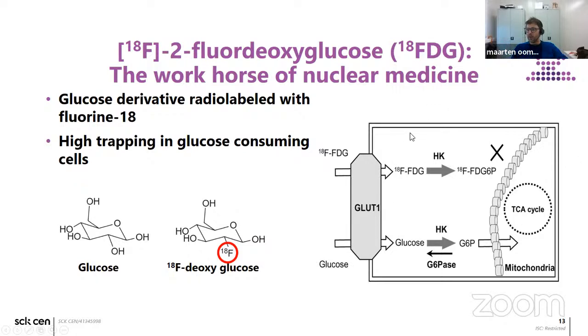It's a one-way street. And that means that while glucose can migrate over the membrane a lot, once FDG has entered, it's trapped inside the cell. And that means you can really have radioactivity accumulate in cells that are highly consuming glucose.